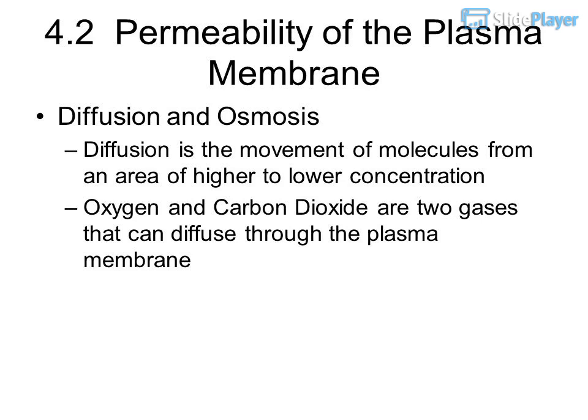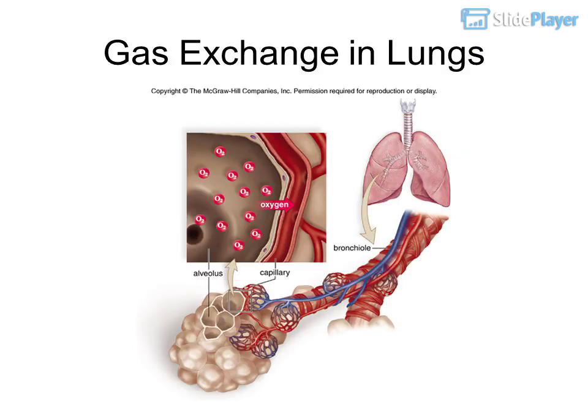Diffusion and osmosis. Diffusion is the movement of molecules from an area of higher to lower concentration. Oxygen and carbon dioxide are two gases that can diffuse through the plasma membrane. Gas exchange in lungs.